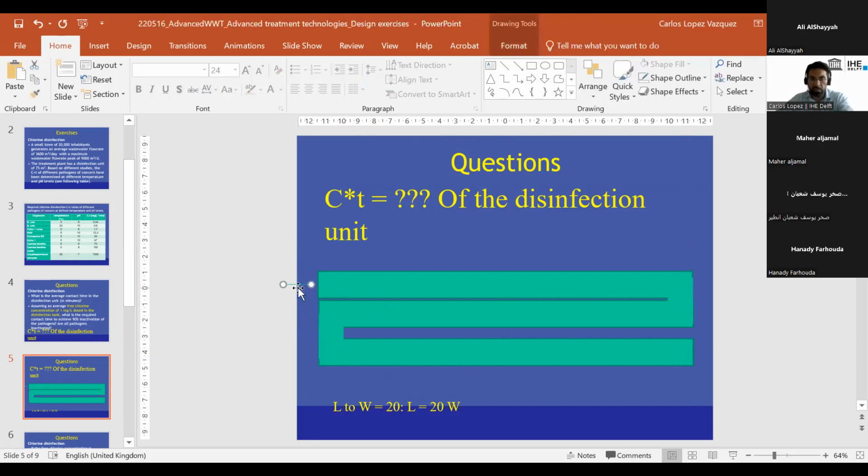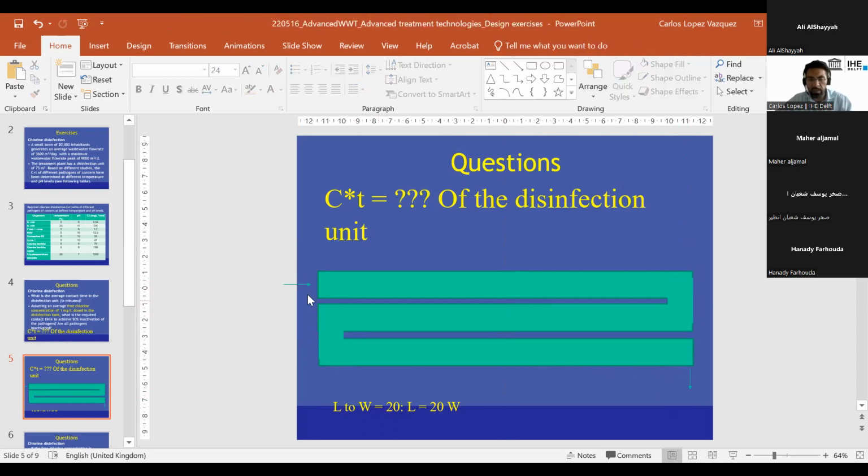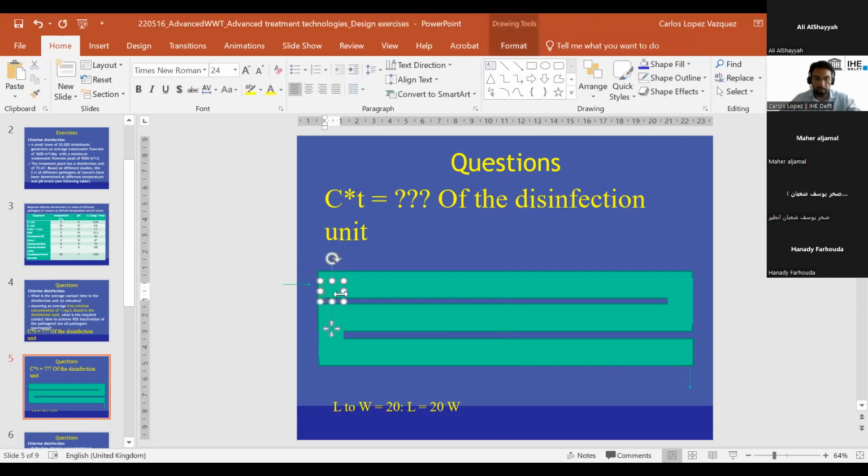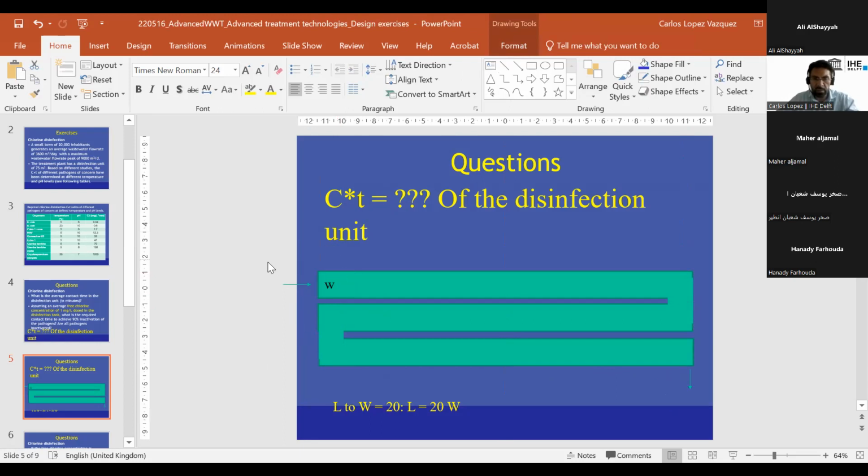Till the water passes through this disinfection tank and then flows out on the other side. So this is the width, a dimension in this, and the length is a total length. So it will be like the sum of this length plus this length plus this length. That will be the volume of the disinfection unit.